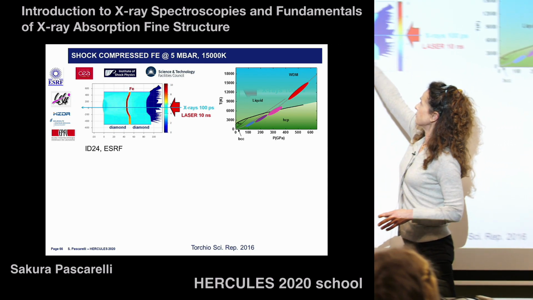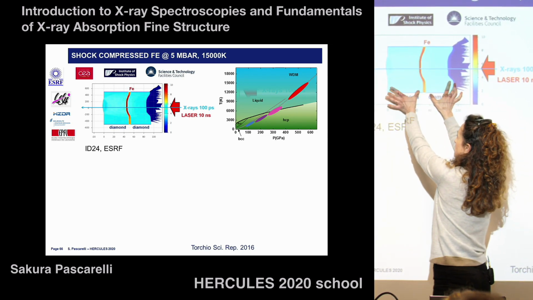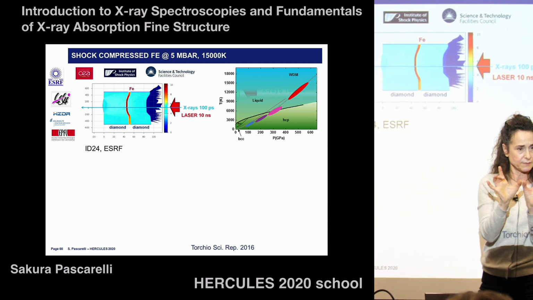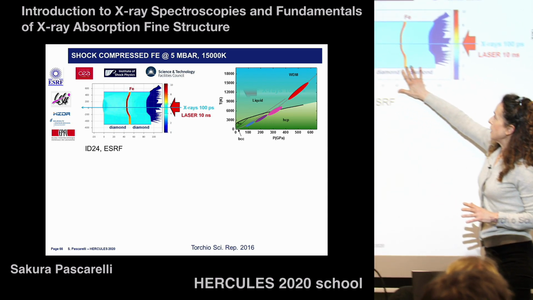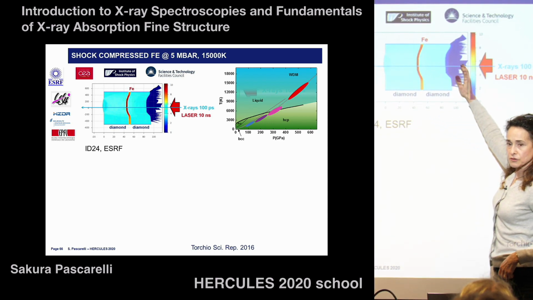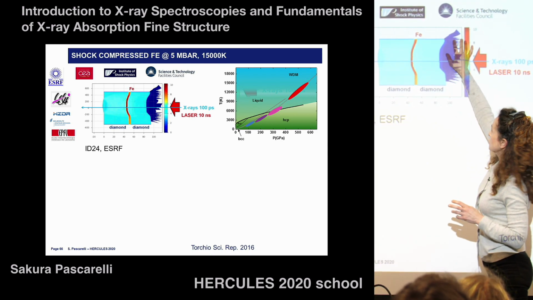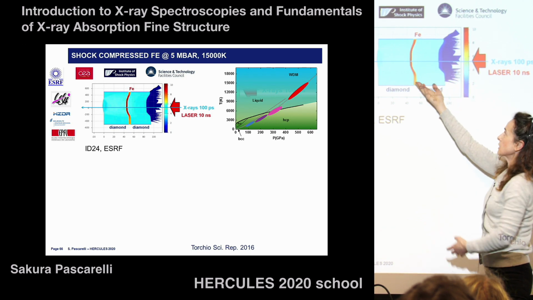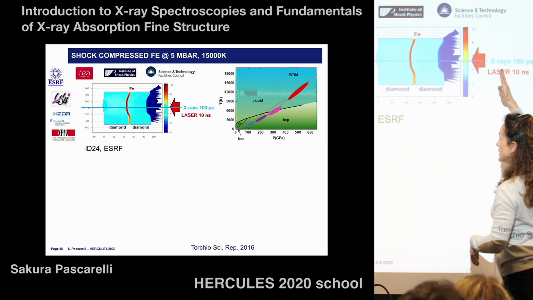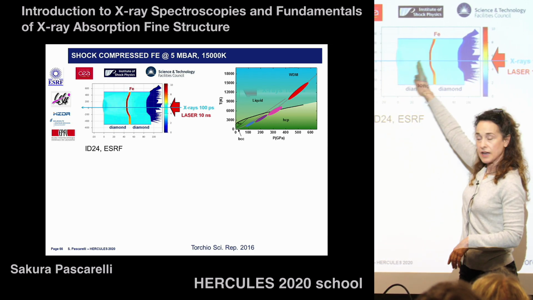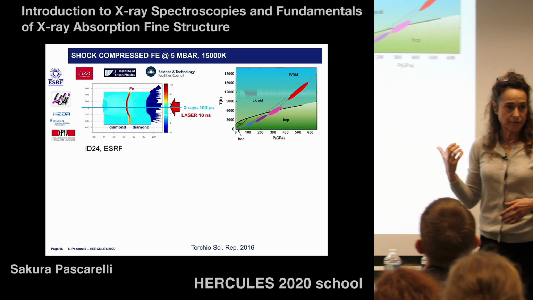You see, this is our iron foil, which is a thin film, and then we sandwich it between two diamonds. The diamonds are there to confine the iron, and then we come in with a big, powerful laser. The laser ablates the surface of the target, which comes out in this direction. And for conservation of energy, momentum, etc., we have a shock wave that goes through the sample. And this shock wave heats and compresses the iron.